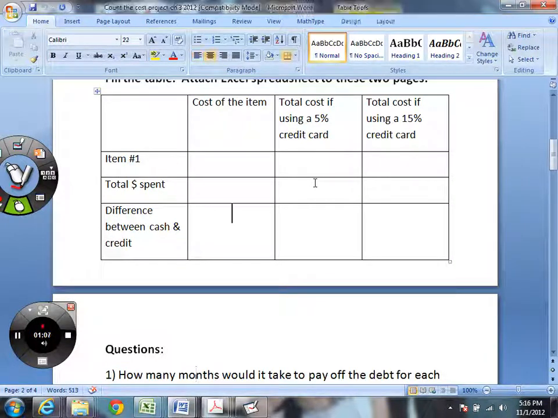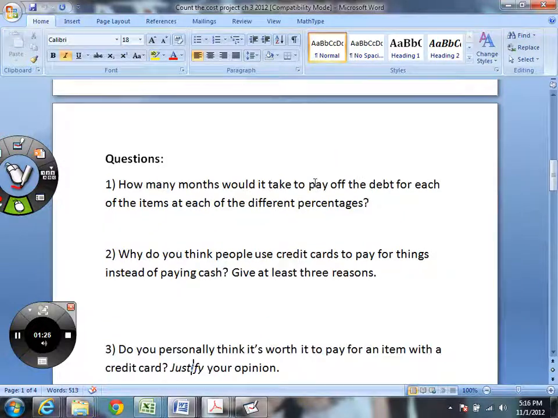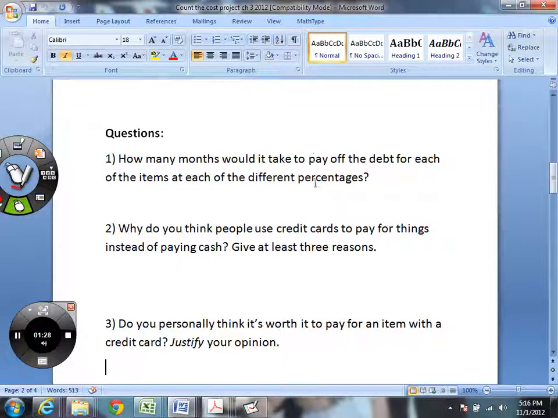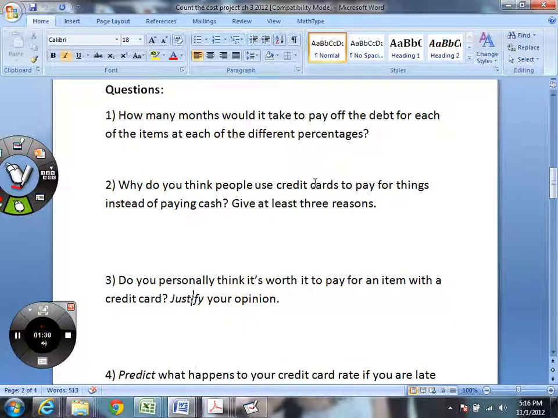Okay. You're going to need two spreadsheets. One spreadsheet is going to be for 5% interest rate. One's going to be 15% interest rate, because we want to be able to compare the dramatic difference between the two. And then, of course, we'll have cash, which will just be the amount of the item. Then these are some questions that you'll want to answer, probably after you're done with your spreadsheet.